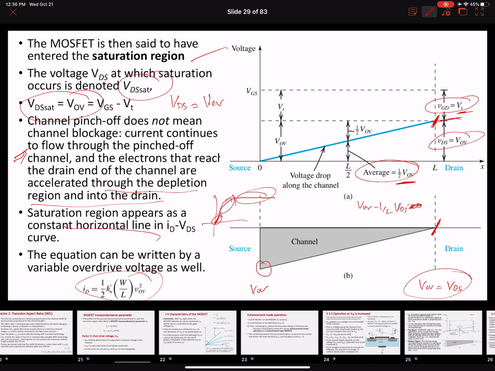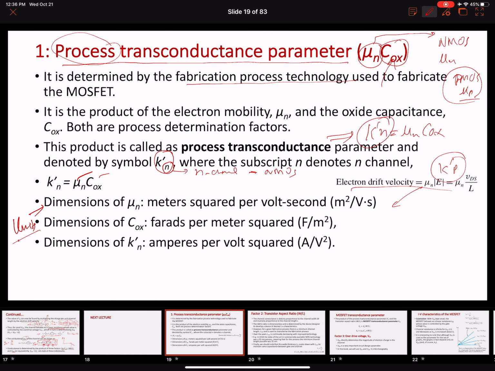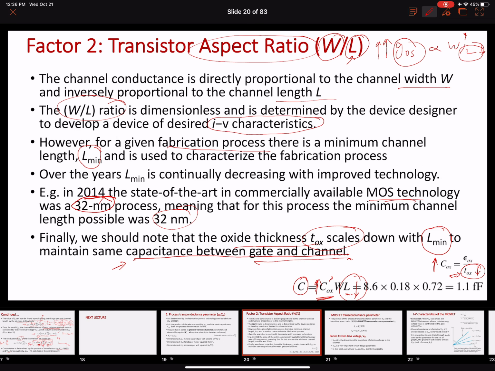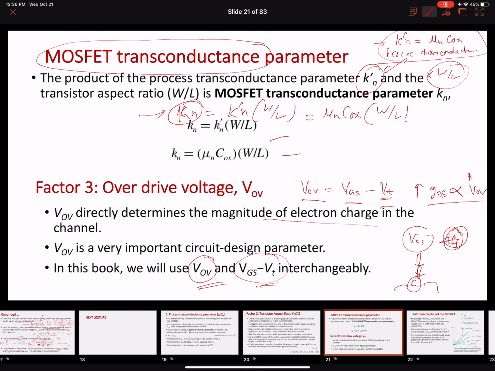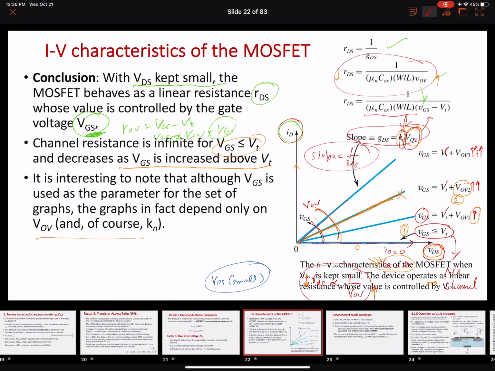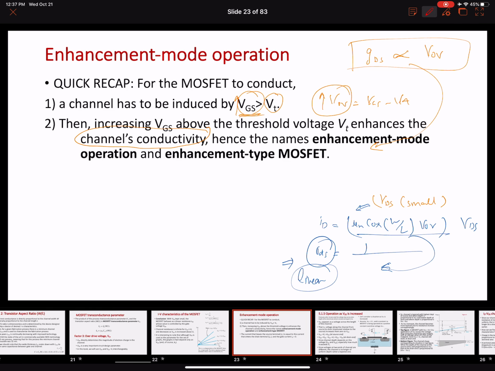Okay, so with this, we are going to finish up our lecture today. In this lecture, we talked about different parameters that increase the conductance of the channel, including the process transconductance parameter, the aspect ratio, and a combination of both MOSFET transconductance and the overdrive voltage. We discussed the IV characteristics of the MOSFET. In particular, when VDS was small, our resistance was linear. Then we discussed very briefly that as we apply more and more overdrive voltage, this increases the channel conductivity. That is why it is called an enhancement type MOSFET.